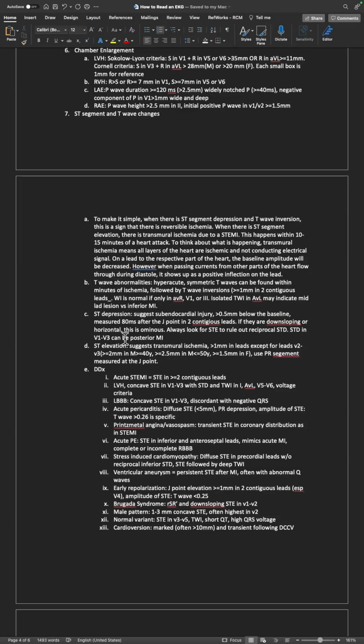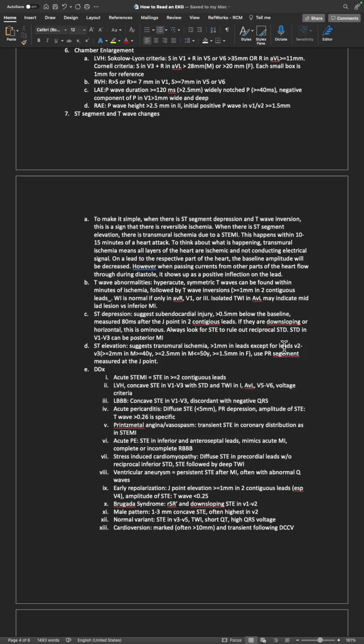Then we have ST elevation, which suggests transmural ischemia. So greater than 1 millimeter in leads, except for leads V2 to V3, is significant for ST elevation. Greater than or equal to 2 millimeters in males greater than 40 years old for leads V2 to V3, or greater than or equal to 2.5 millimeters in males less than 40 years old, or greater than or equal to 1.5 millimeters in females in leads V2 to V3 are significant for ST elevation.